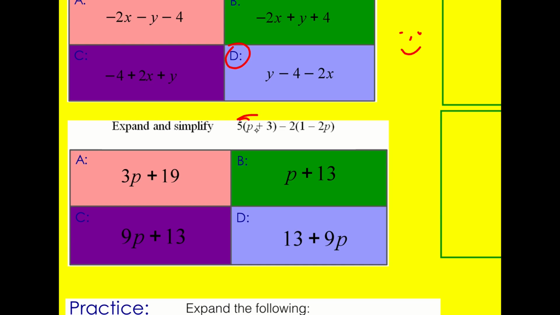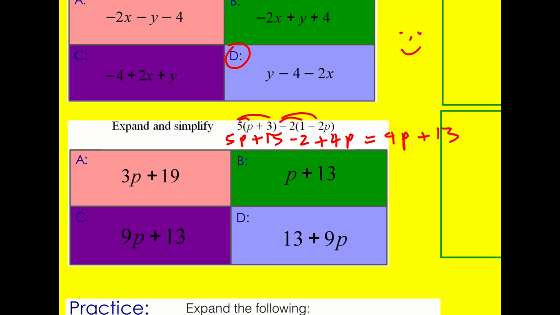All right, method one for dealing with this is as follows. Basically, just expand it as normal. So I'm going to get 5p plus 15. And then when I get to here, it's going to be minus 2 times 1, so that's minus 2. And then minus 2 times minus 2p, which is going to give me plus 4p. Just need to bring that together. So I'm going to get 9p plus 13.